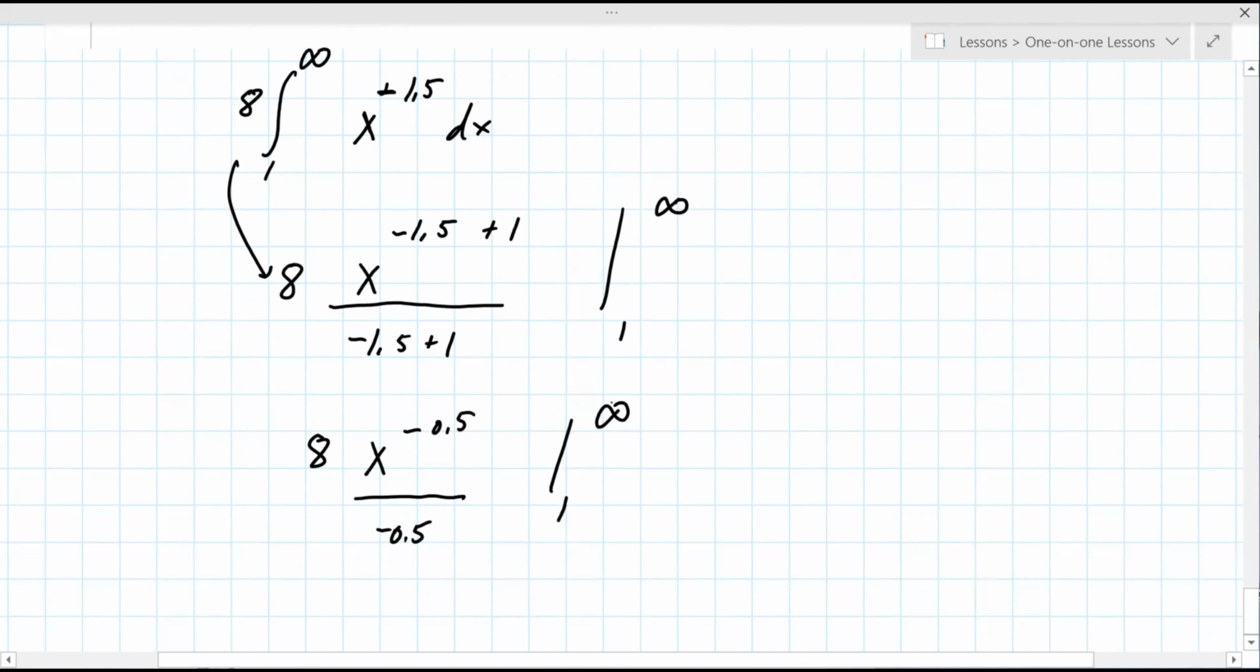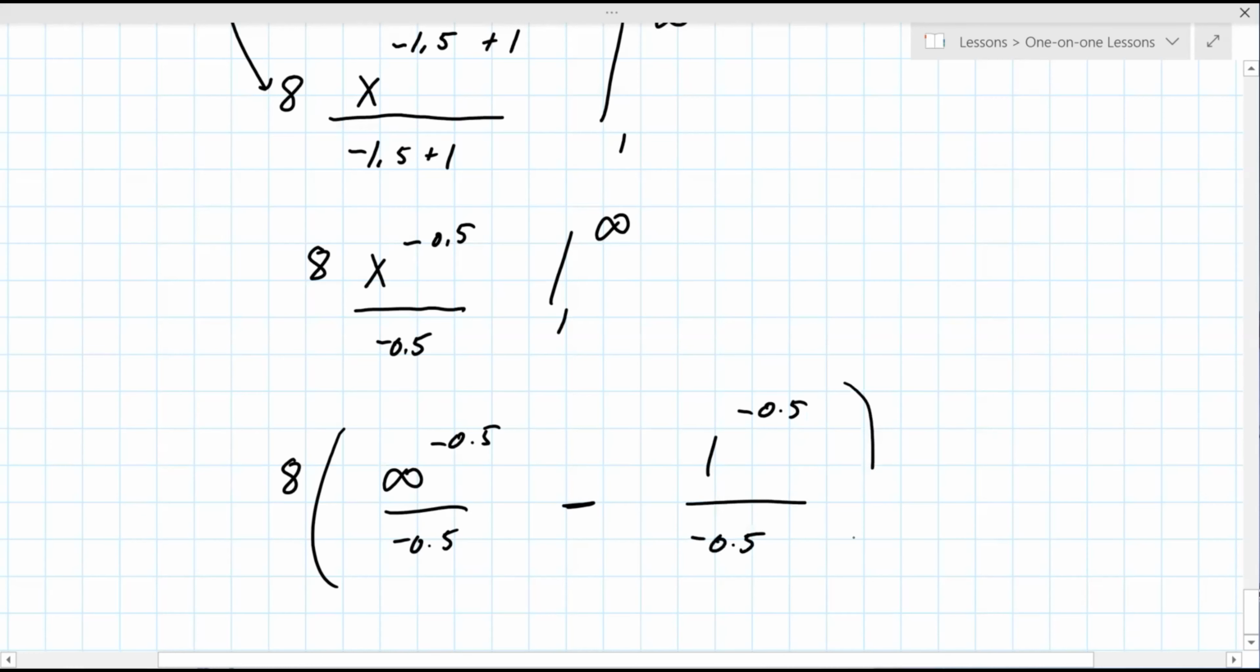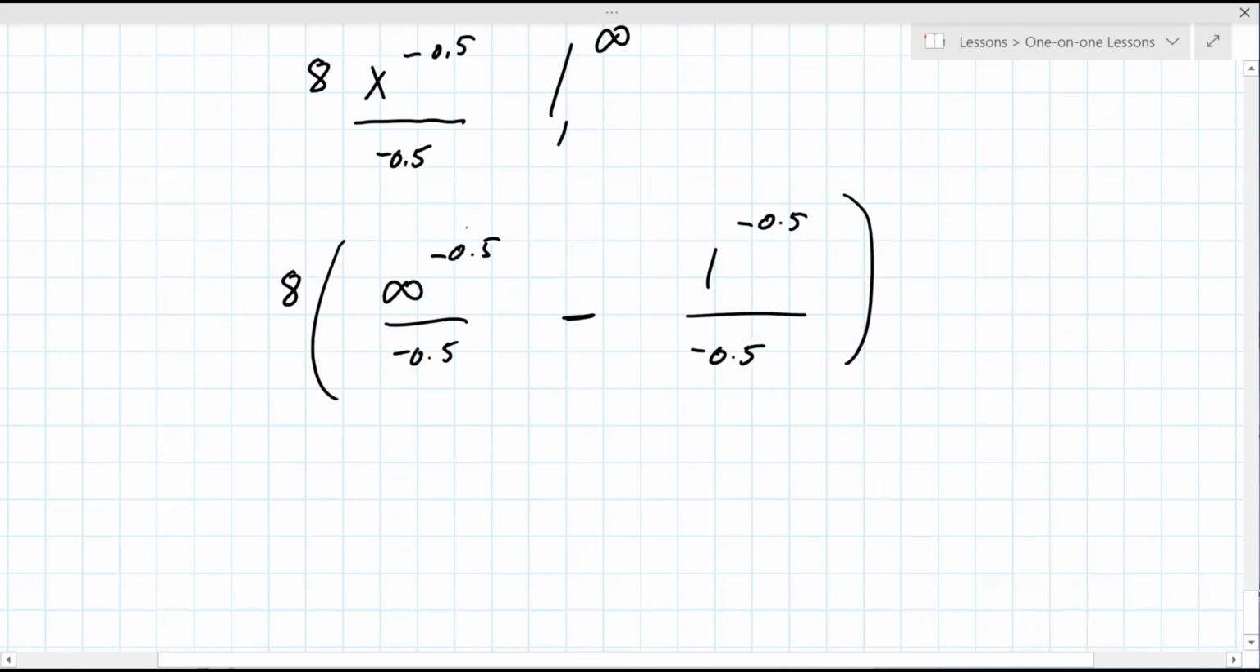So you have to evaluate it at both limits. And just for simplicity, at infinity, it's going to be 0. But what some students do is they write 8 parentheses infinity to the minus 0.5 power over minus 0.5 minus, and then you put in the lower limit, 1 to the minus 0.5 power over minus 0.5. This right here on the left becomes 0. I don't even want to talk about why, but you just need to know that goes to 0.